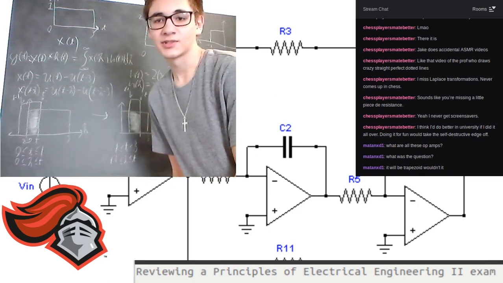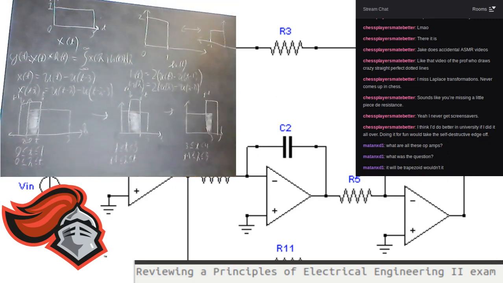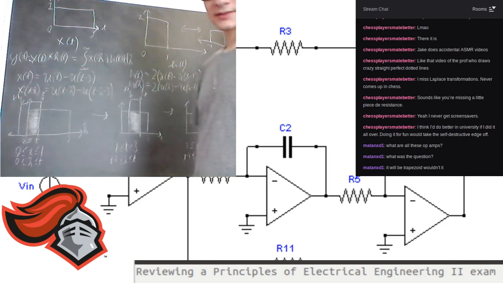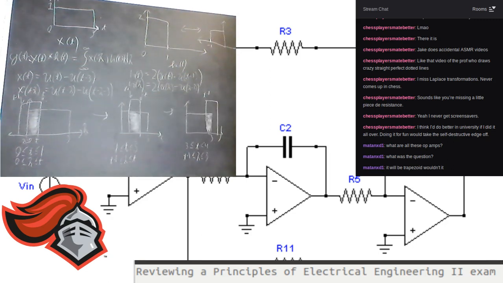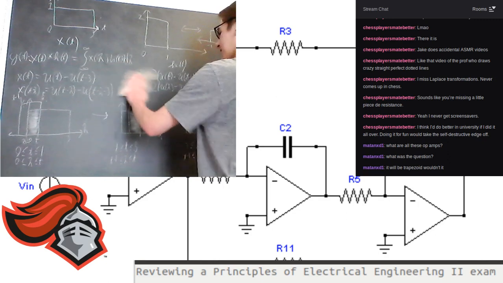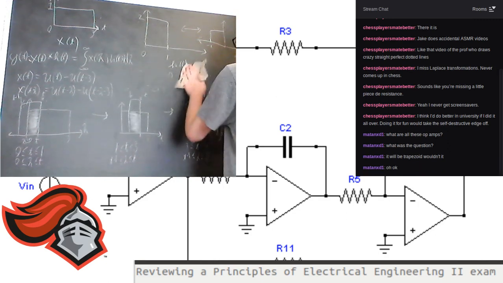It will be a trapezoid. Yes, it will. But that's the resultant function. The resultant function is going to be a trapezoid. This is just graphically demonstrating what the convolution is. So let me erase something. I guess this stuff I was working on earlier turns out isn't actually what we want.